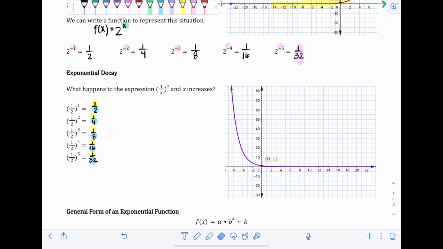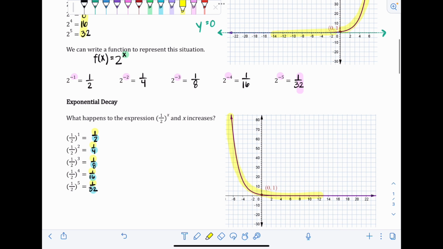Okay, so as we are increasing our exponent, we're getting smaller output values, like 1/2 shrinks down to 1/4, shrinks down to 1/8, to 1/16, and to 1/32, and so on. So that means that it's losing value or it's decreasing in value, and the word that we use in terms of exponentials is decay. It's decaying. So when we look at a graph, you can see this graph is going down and to the right, so it's losing value, it's decreasing, it's decaying.